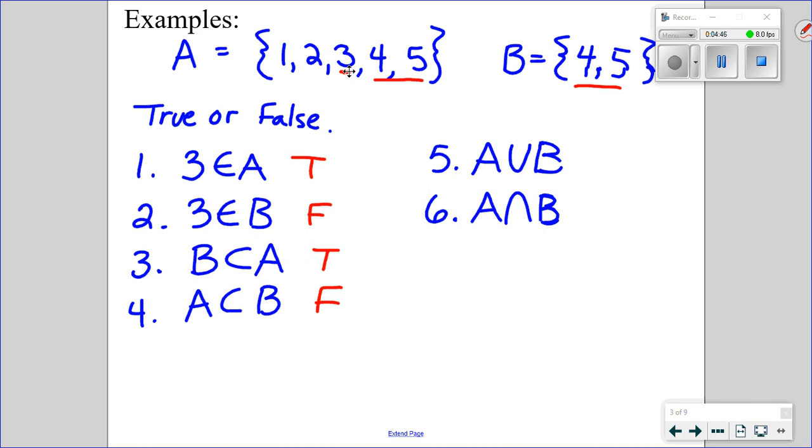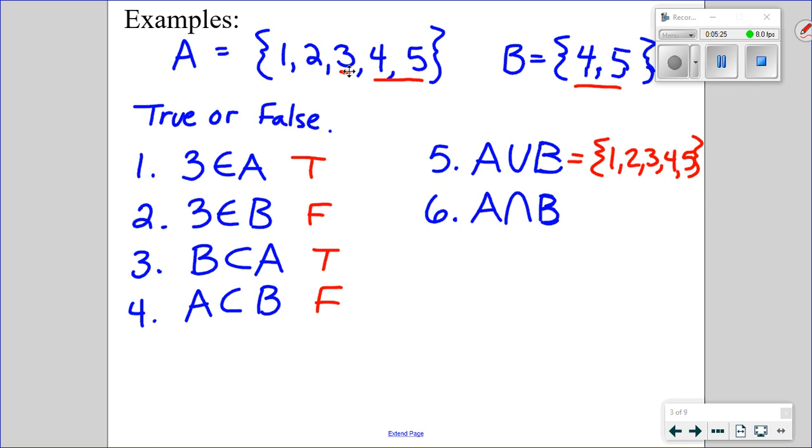Okay, now 5 and 6 are not true or false. For number 5, we're being asked to find the union of set A and set B. And remember, in that case, we're looking for the elements in set A or set B. You can also think of union as just bringing the two sets together. So this would consist of the elements, basically, that are in both sets. So the union of set A and set B would be 1, 2, 3, 4, and 5.